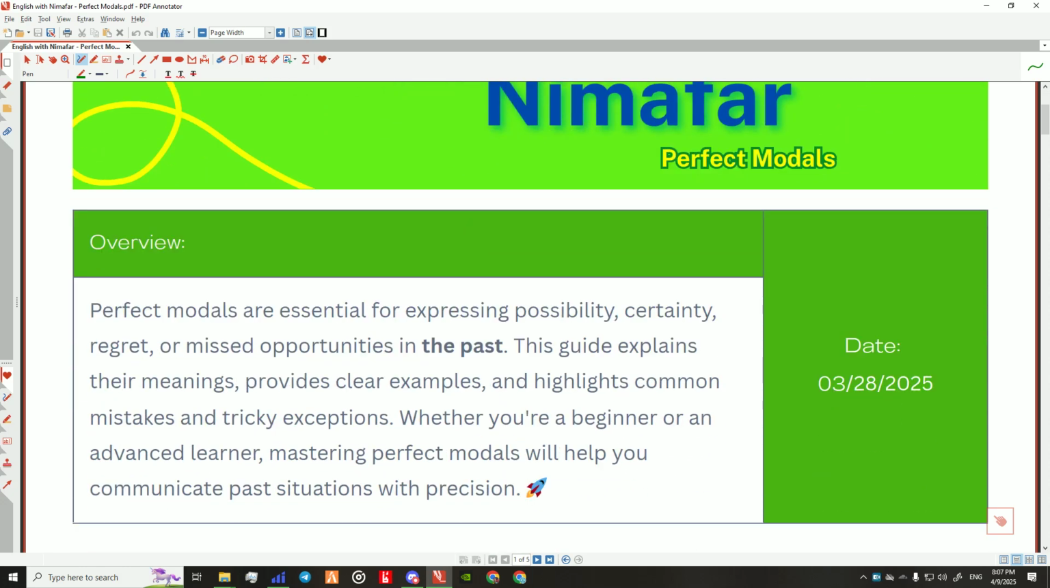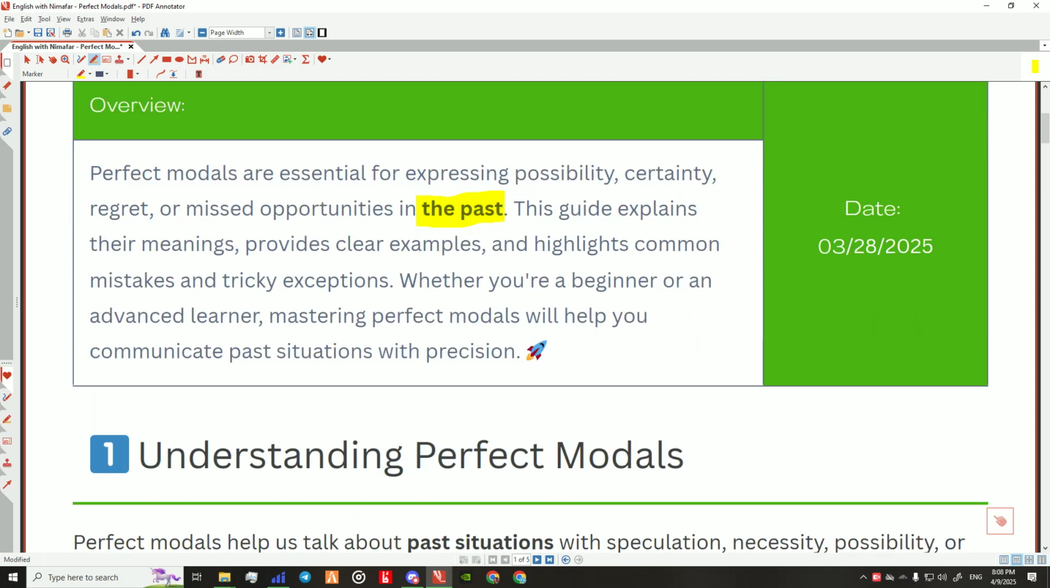Perfect modals are essential for expressing possibility, certainty, regret, or missed opportunities in the past. So we're going to have some keywords here: in the past, possibility, certainty, regret, and so on. This will explain their meanings, provide clear examples, and highlight common mistakes and tricky exceptions. Whether you are a beginner or an advanced learner, mastering this topic will help you communicate past situations with much better precision.